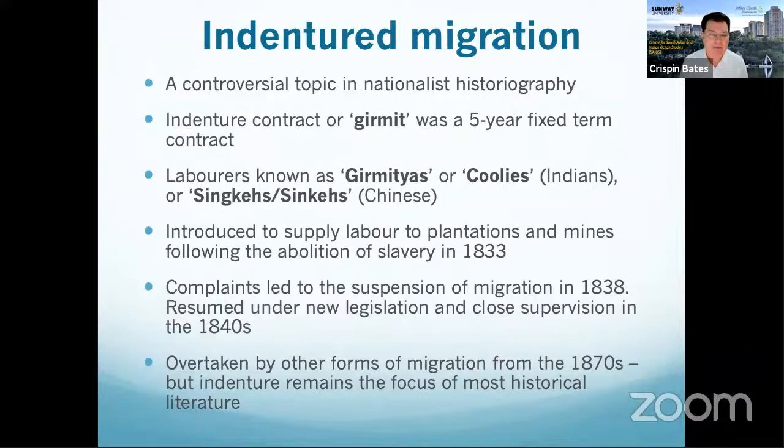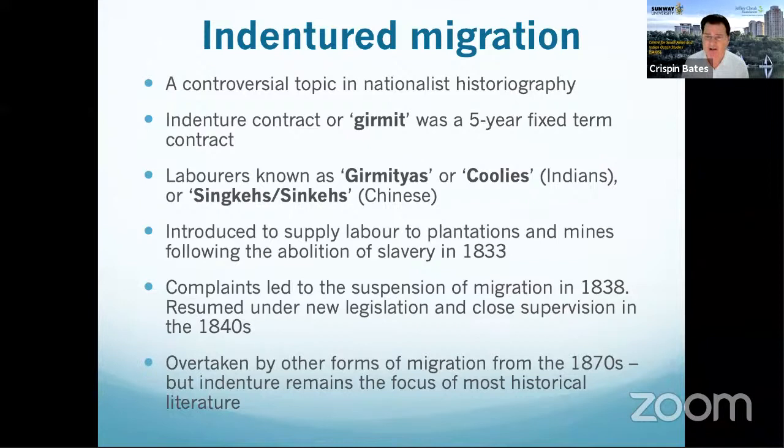It was considered to be a valid idea, however, since at the time there were similar contracts in use in the Bengal army, which also restricted people to a period of employment. The laborers were known as girmitiyas or coolies if they were Indians, or Sinkeh if they were Chinese. They were introduced to supply labor to plantations and mines following the abolition of slavery in 1833. But complaints led to the suspension of migration in 1838. It was only resumed under new legislation and close supervision in the 1840s.